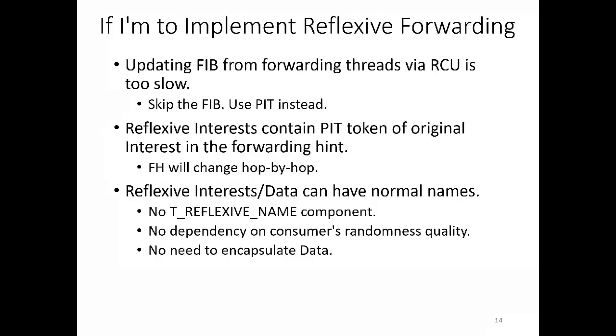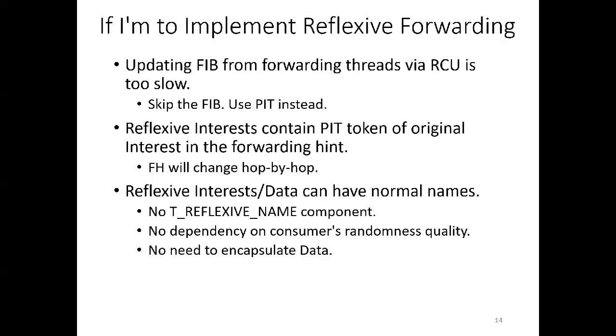Finally, I have some ideas for reflective forwarding. It does not mean I committed to do it. It's just if I am to implement reflective forwarding in my forwarder architecture, what I would do. First is the suggestion from the reflective forwarding draft says I need to update the FIB from the forwarding thread. But since I have RCU and I try to do RCU from the forwarding thread, it would be too slow. So I think I should just skip the FIB and use only the PIT to determine the forwarding path.